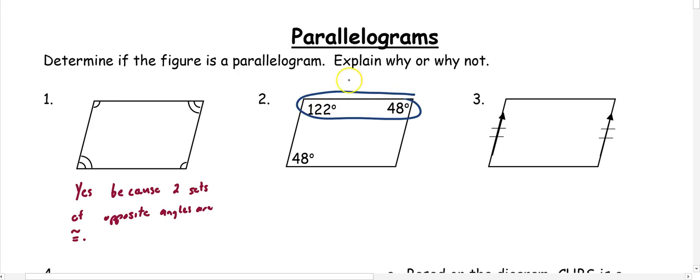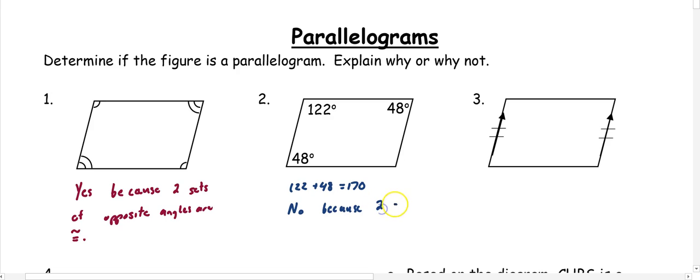Now, number 2, when we look, we have consecutive angles. So here and here, we need to know if these are supplementary or not. Well, 122 plus 48 is only 170 degrees. So the consecutive angles are not supplementary, so this is not a parallelogram. So we would say no, because two sets of consecutive angles are not supplementary.